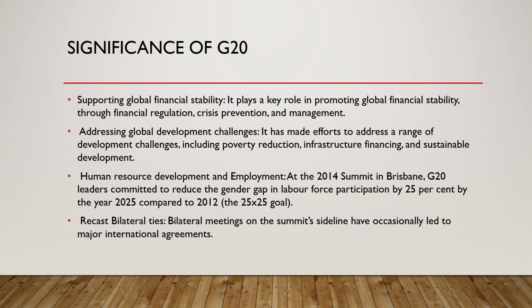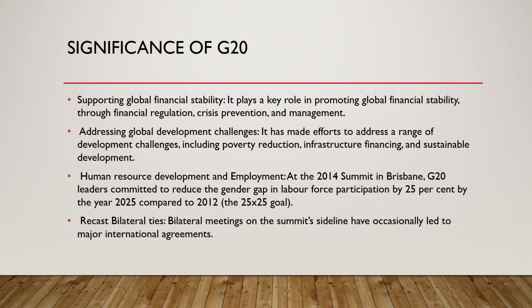What is the significance, first, before going to these outcomes of the G20 summit? We should know what the significance of the G20 is in the present world. It supports global financial stability, as it plays a key role in promoting global financial stability through financial regulations, crisis prevention, and management. It addresses global development challenges. It has made efforts to address a range of development challenges, including poverty reduction, infrastructure financing, and sustainable development. Also, human resource development and employment, as at the 2014 summit in Brisbane, G20 leaders committed to reduce the gender gap in labor force participation by 25% by the year 2025 compared to 2012.